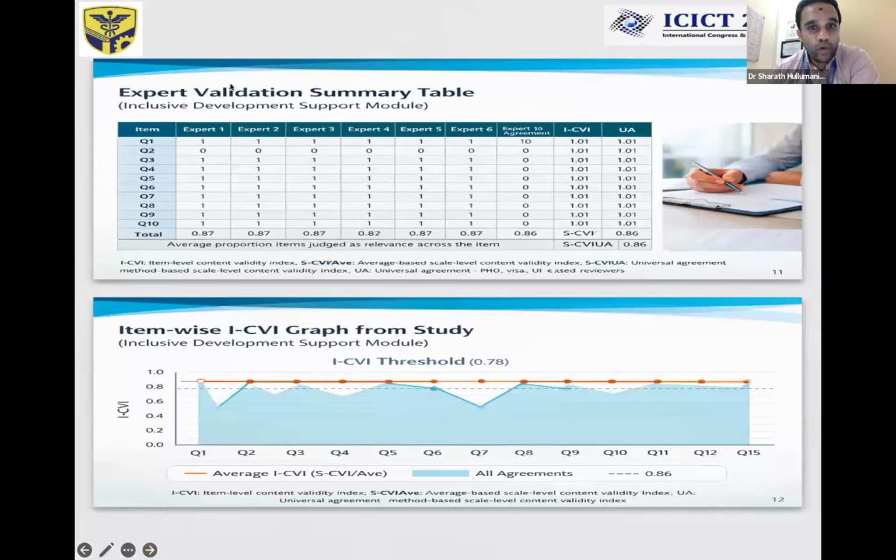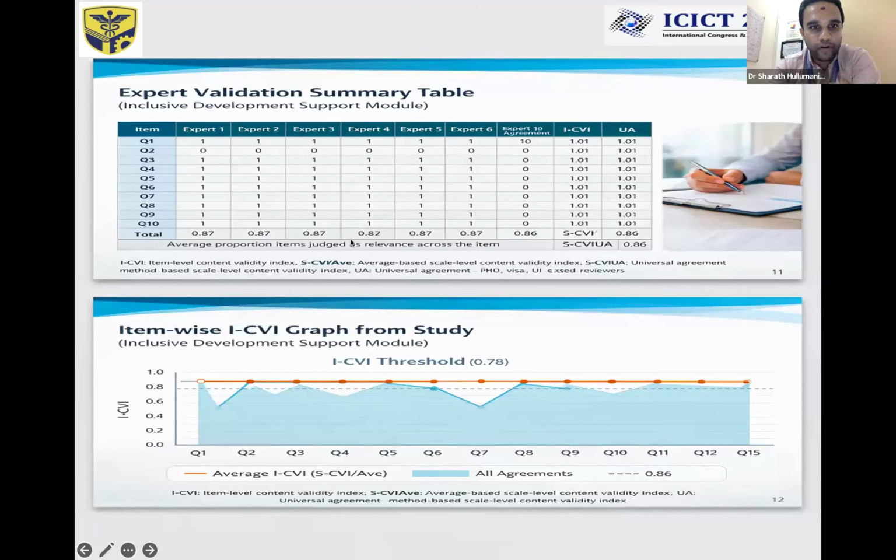So we can see here the overall module, exactly what questions we asked and what responses we got from the experts. In question number 2, all the experts gave 0, and for question number 10, only one expert, the 10th expert, gave 0. The rest is all concluded by this.